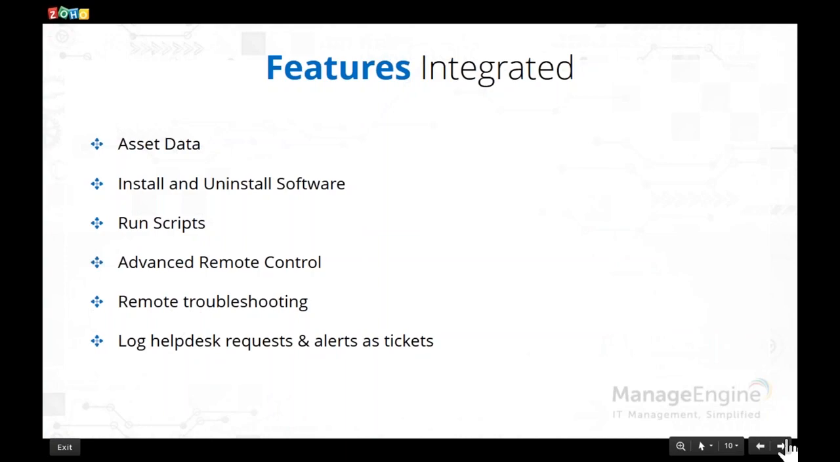So we are going to have the asset data. The complete information of a computer's hardware and software is going to be posted to ServiceDesk Plus along with the mobile device data, followed by installing and uninstalling software options, so we can install and uninstall applications from the ServiceDesk Plus console without jumping into Desktop Central. We can also execute scripts for configurations during installation of applications, or even if you want to execute some scripts separately, we can do so from the integration.